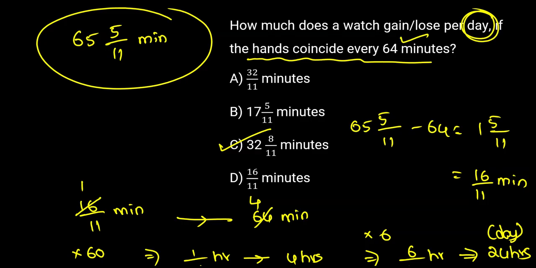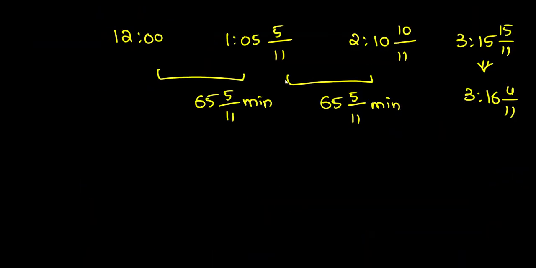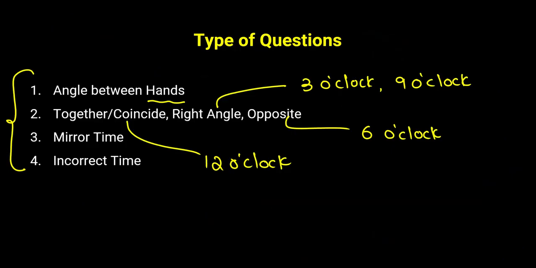You can go through the entire discussion overall. You can see angle between hands, where you can find inclined angle, reflex angle, hour hand angle, minute hand angle, all those. Next concepts: together, coincide, right angle, opposite, mirror time, water time also discussed, incorrect time, a lot of models also discussed. With this, the entire class topics will be completed.